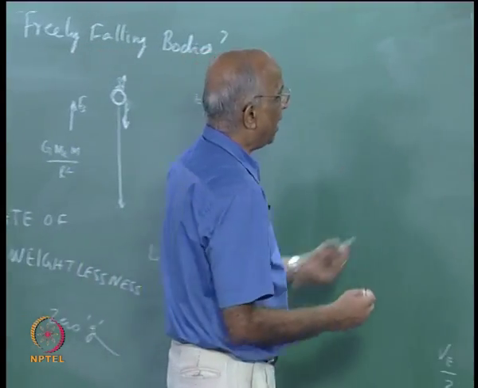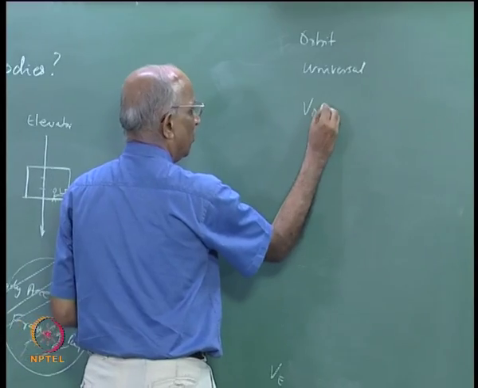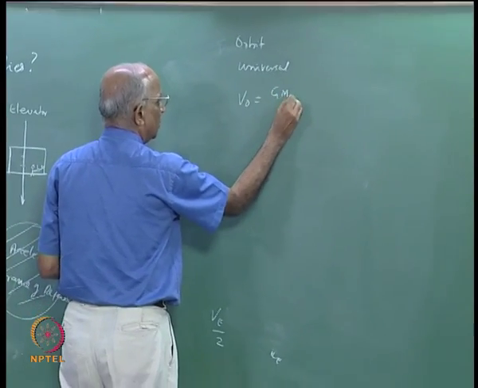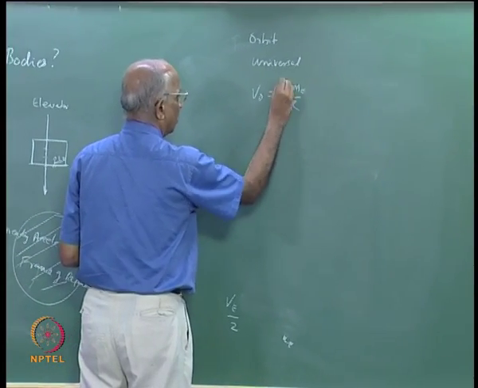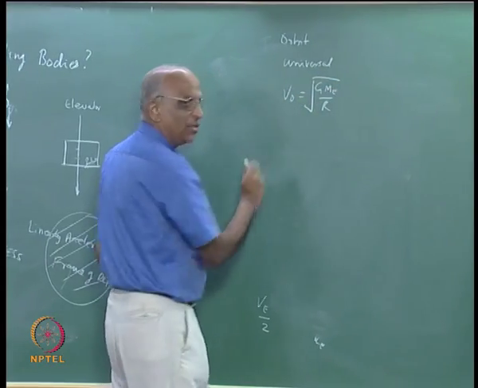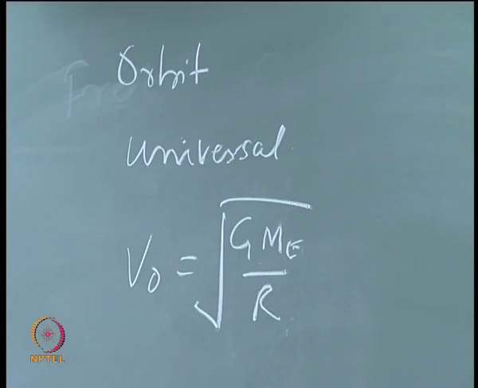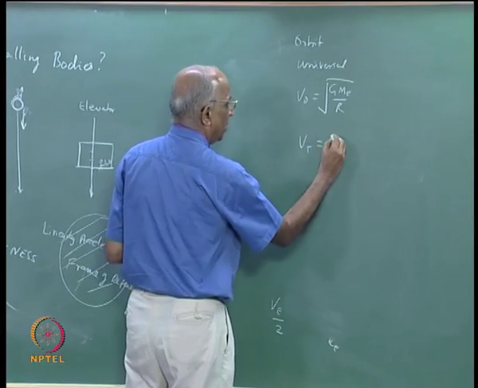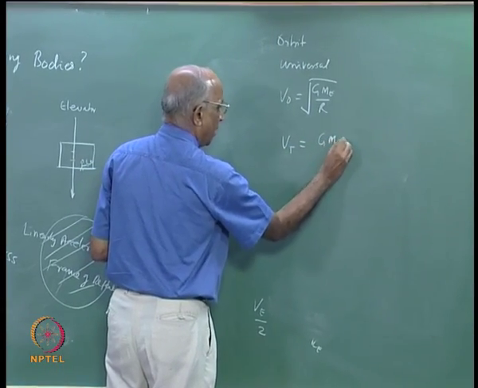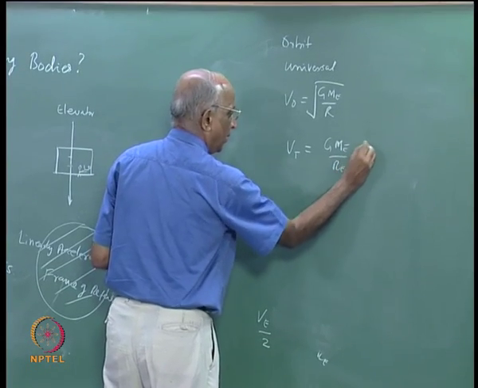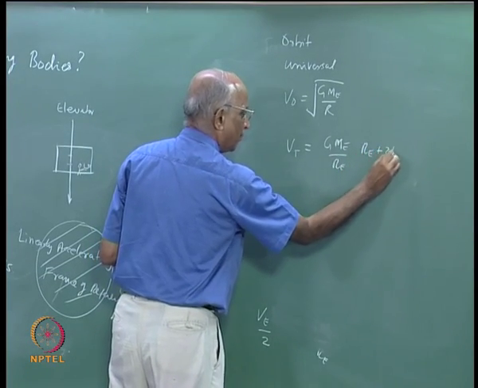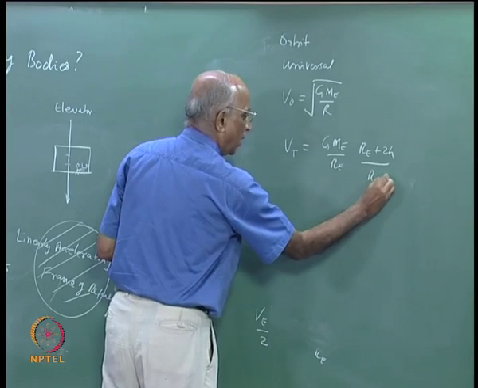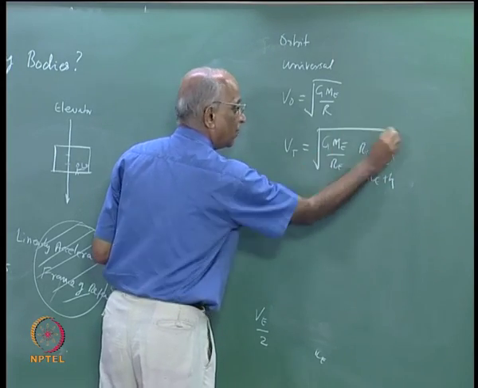We used the gravitational law and found that V0 is equal to the square root of g Me by r, where r is the orbit radius and V0 is the orbital velocity. We also found that the total velocity required to orbit for a circular orbit is equal to the square root of g Me by Re into (Re plus 2h) divided by (Re plus h).